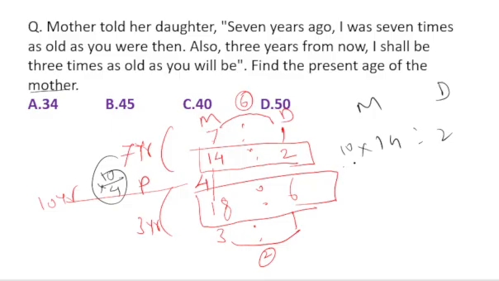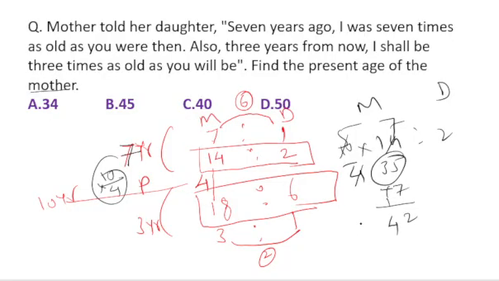So 14 into 10 by 4, 2 5s and 2 7s, so 7 5s are 35. This 35 is the mother's age 7 years before. So the present age is, plus 7 we are adding, 35 plus 7 is 42. So 42 is the answer. Next question.